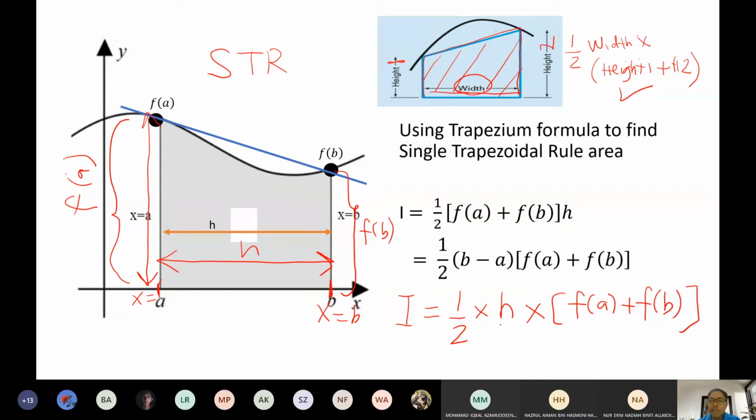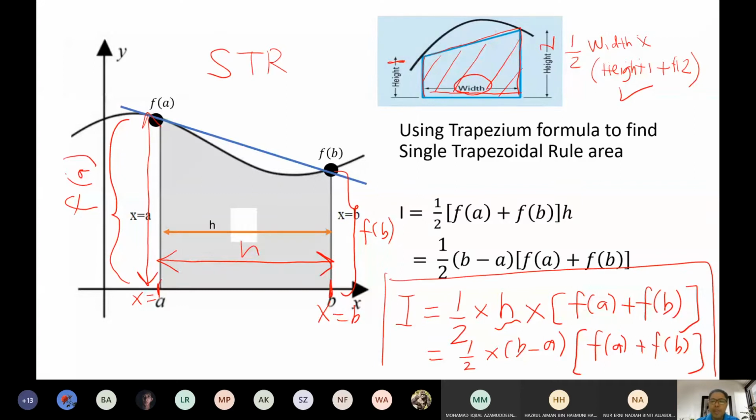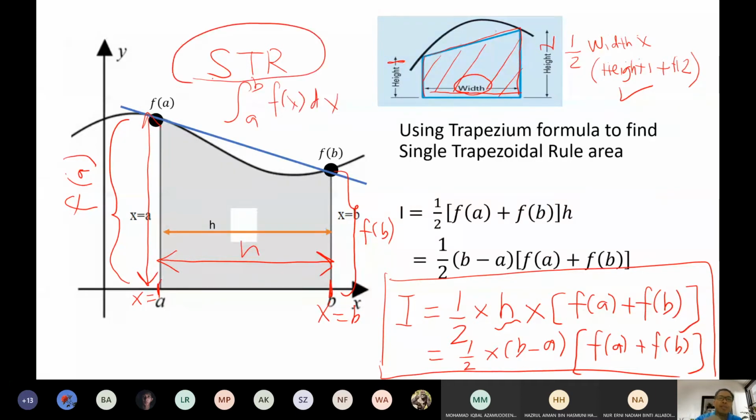And you know that h for the single trapezoidal rule, if you still remember from the previous slide, is only b minus a, because the number of equal divisions is only 1, multiplied by the addition of f(a) plus f(b). So this is the formula that you may use to approximate the integration from a until b of f(x) dx for the single trapezoidal rule.